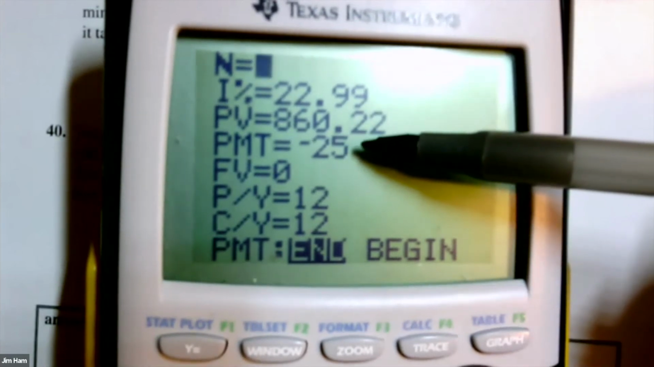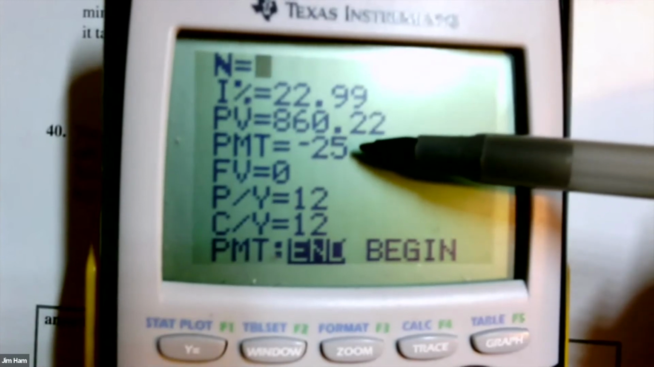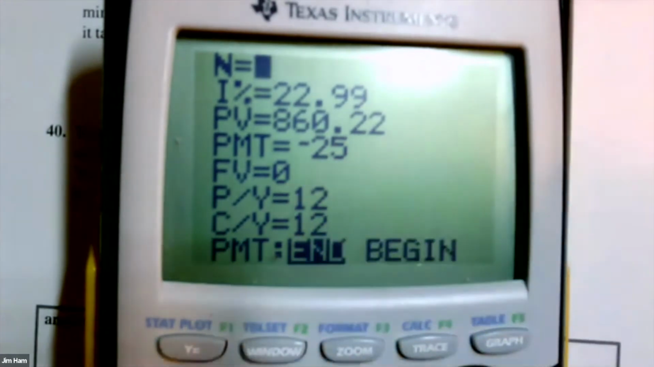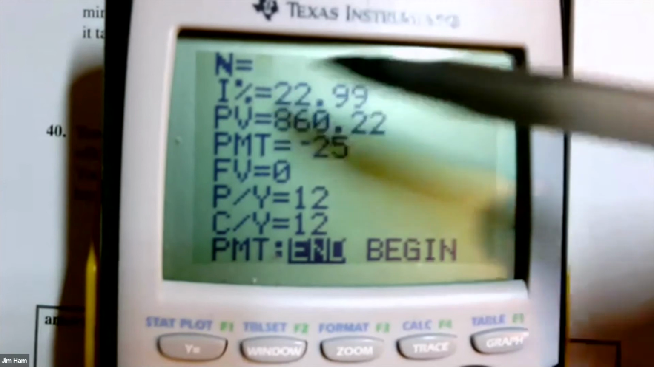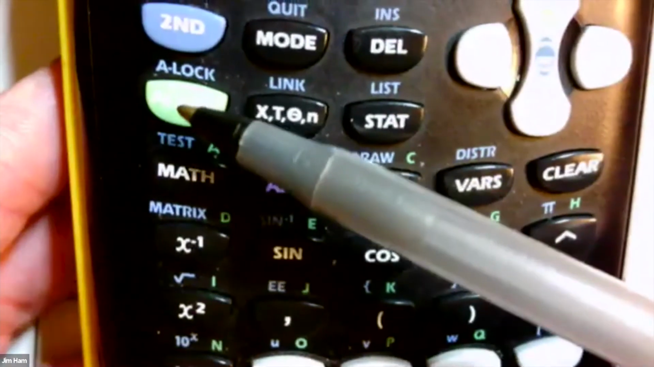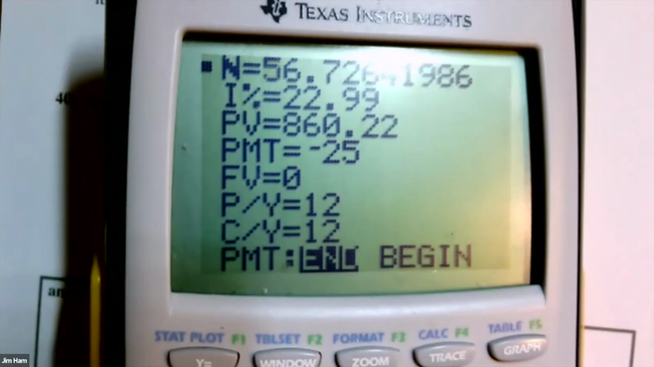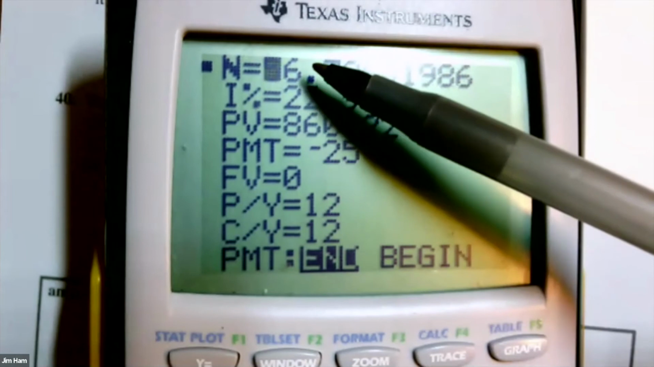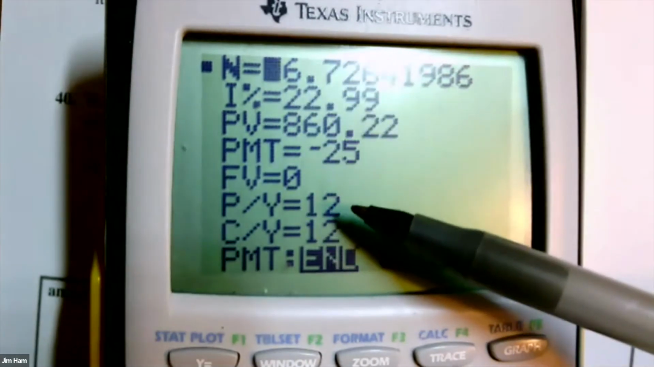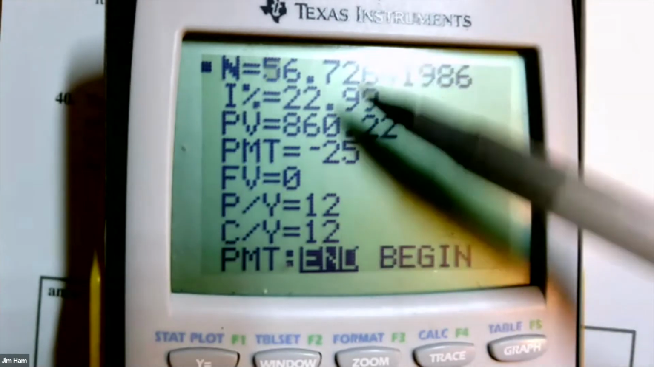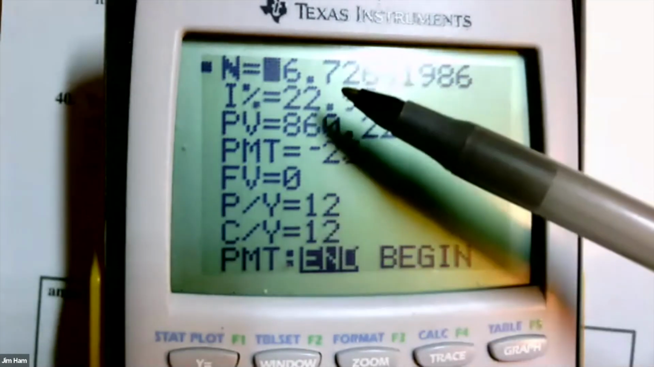There's the minimum payment, right? Minimum payment of $25. Future value is always 0 and you're making monthly payments. So move up here. It's the only one we don't know. And press alpha and then enter to solve. Alpha, enter. Now when it reports this number, since payments per year and compounding per year are 12, this is months, then that's that many months.